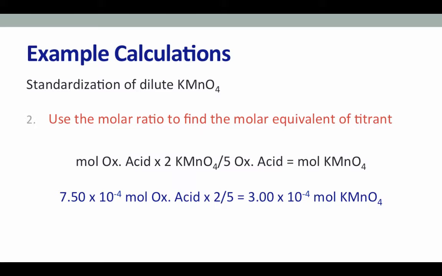The next step is to use the molar ratio to find the molar equivalent of titrant. So here we would convert from the moles of oxalic acid using our 2 to 5 molar ratio of 2 moles of potassium permanganate for every 5 moles of oxalic acid. We could determine the moles of potassium permanganate.